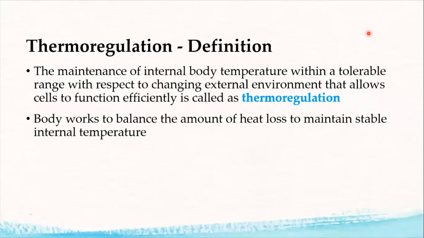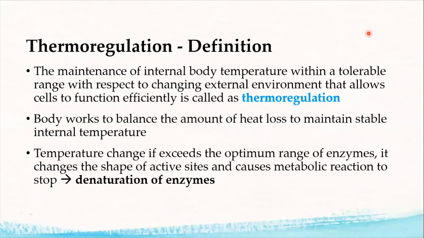The body works to balance the amount of heat loss to maintain a stable internal temperature, because a temperature change may exceed the optimum range of enzymes. We have studied this in first year: the optimum temperature range of enzymes. If the temperature changes above the optimum range of an enzyme, the enzyme may become denatured, the shape of the active sites changes, and the metabolic reaction completely stops. So temperature regulation is very, very important for normal metabolic activities to occur inside the body.